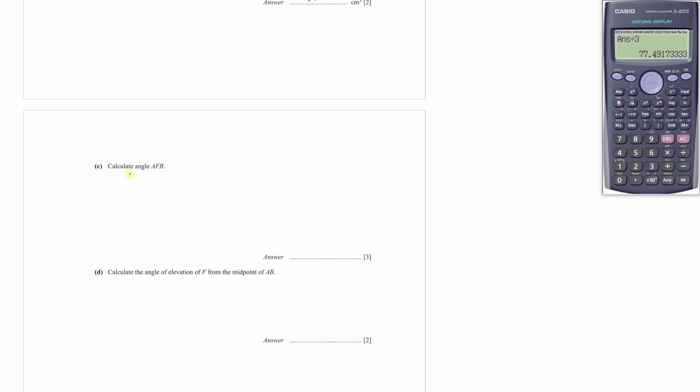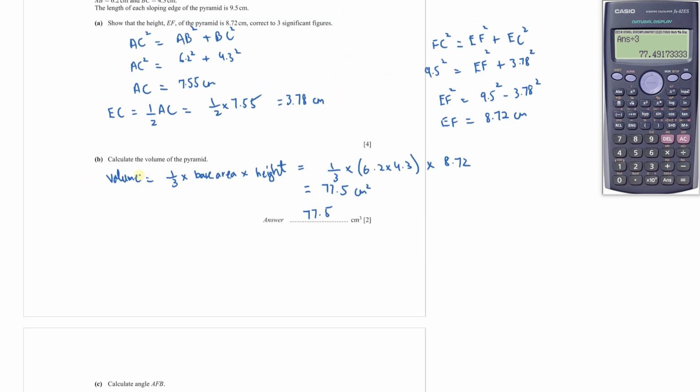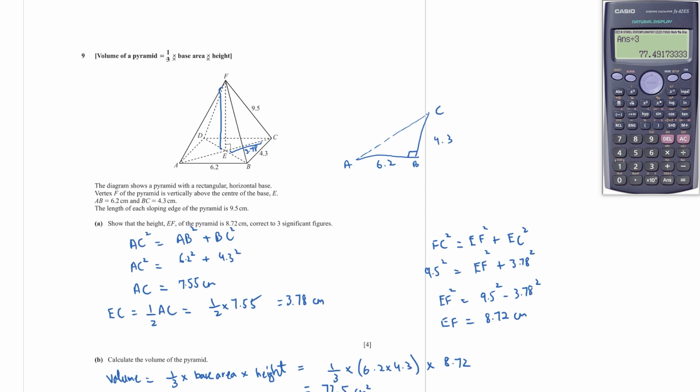Part C is calculate angle AFB. So AFB is this angle here, and this side is also the sloping edge. So this side is 9.5. FB is also the sloping edge, which is also 9.5, and this AB length is 6.2.